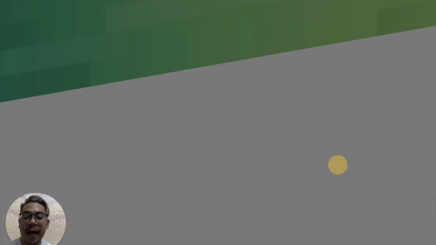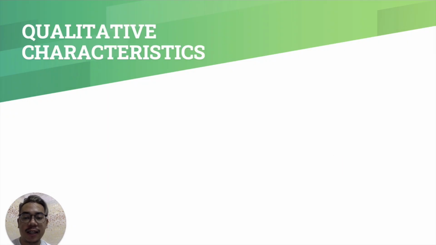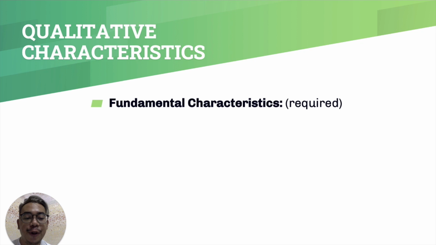Chapter 2 is about the qualitative characteristics that make financial information useful. So there are two types of qualitative characteristics. First type are the fundamental characteristics. Fundamental characteristics are those that are required because they make information useful. There are two characteristics under this type.